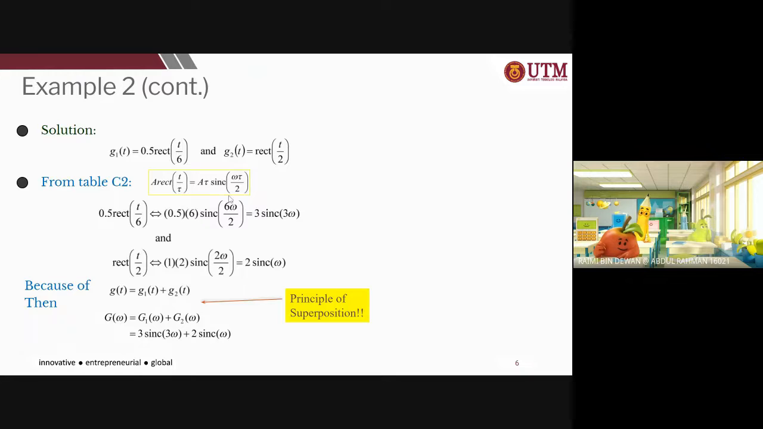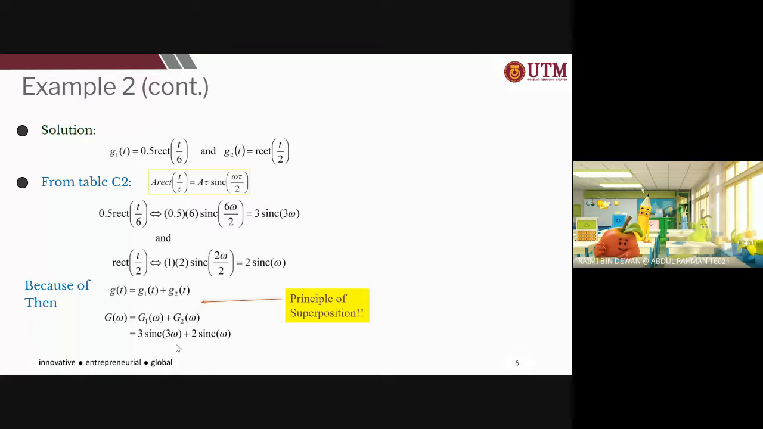So the next pair is this one. Rect T over 2 is the second pair. And because of linearity and superposition, G(t) is equal to G1(t) plus G2(t), so G(omega) is G1 plus G2 of omega. So we get the answer 3 sin 3 omega plus 2 sin omega.